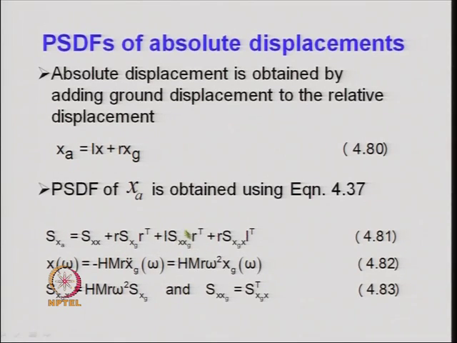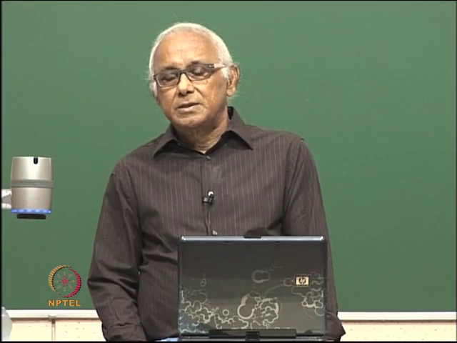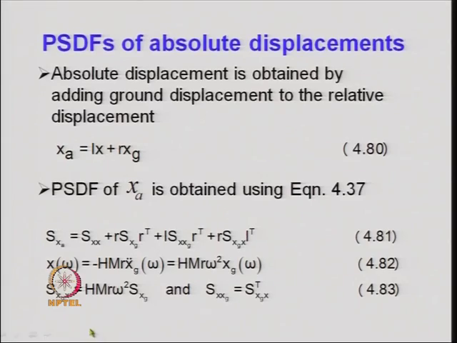Now, here there is the term, the cross power spectral density function between the response, that is the displacement, and the ground displacement, that is to be obtained. Once this is known, the SXA matrix is completely known. Now one can write down the relationship between Xg and X from the relationship that exists between these, that is X omega is equal to minus H M R X double dot g omega. So this is a basic equation that we write. If we recall, for the single degree of freedom system, we had written X omega is equal to H omega multiplied by P omega. Now here P omega is equal to M into R, and H is the H matrix.